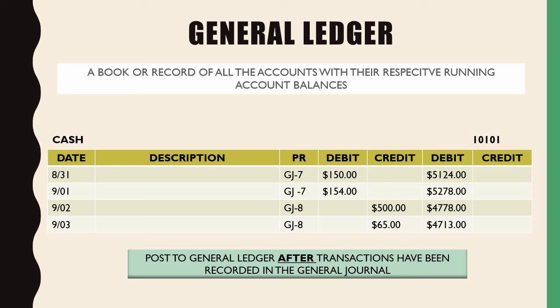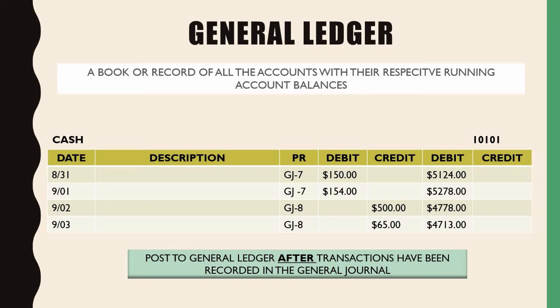And then, of course, on the 2nd of September, we had to pay for rent. So that decreased my account by $500, which gives me my account balance right here of $4,778. Then, on September 3rd, we bought office supplies for $65, which decreased my account once again to $4,713. So in this case, what the general ledger does is it allows you to see where you are at any given point in time after each transaction.